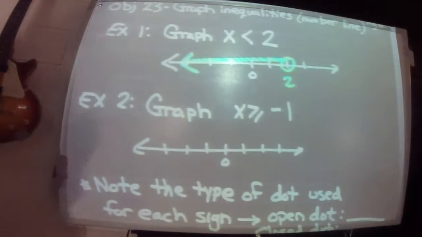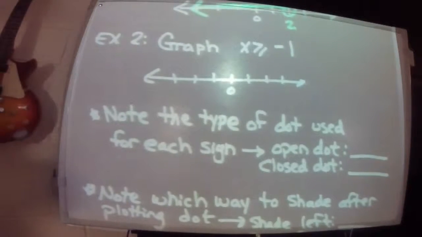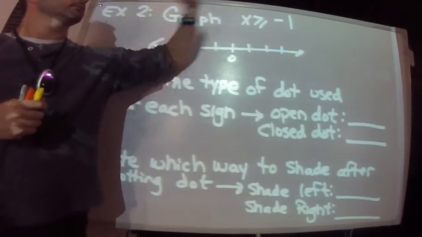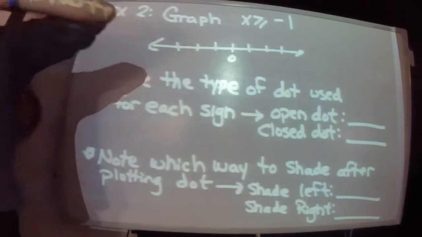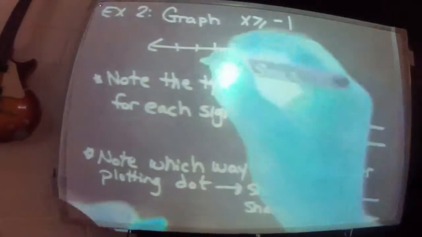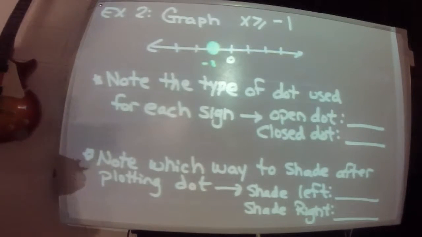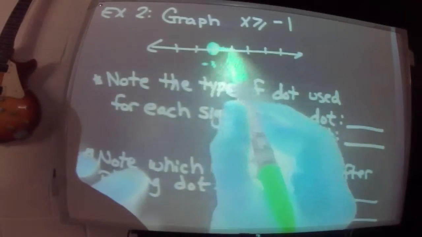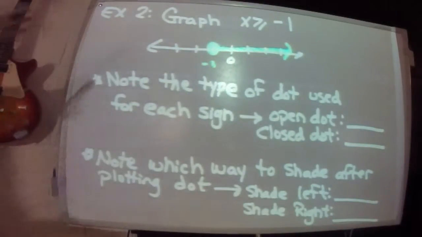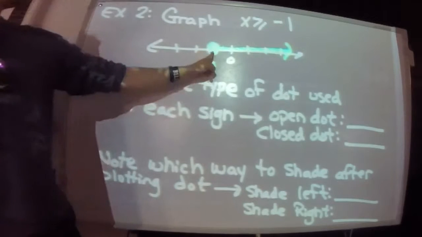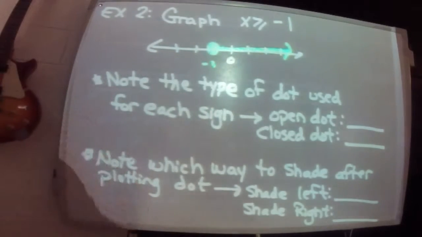Graph x is greater than or equal to -1. So I'm going to put a dot at -1, but what kind of dot am I going to put this time? Closed dot. Why? Because it's equal to. When it has the equal to, it's a solid dot at -1 right here. If I am greater than or equal to, which way will I go? Going to the right. It's like an arrow pointing right, telling you, please shade right. It's saying, really, x is all numbers greater than or equal to -1. And those numbers would be the numbers to the right of -1.